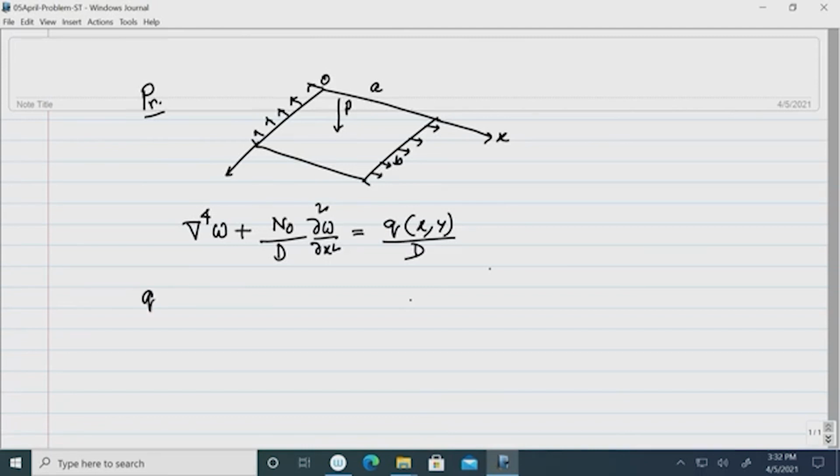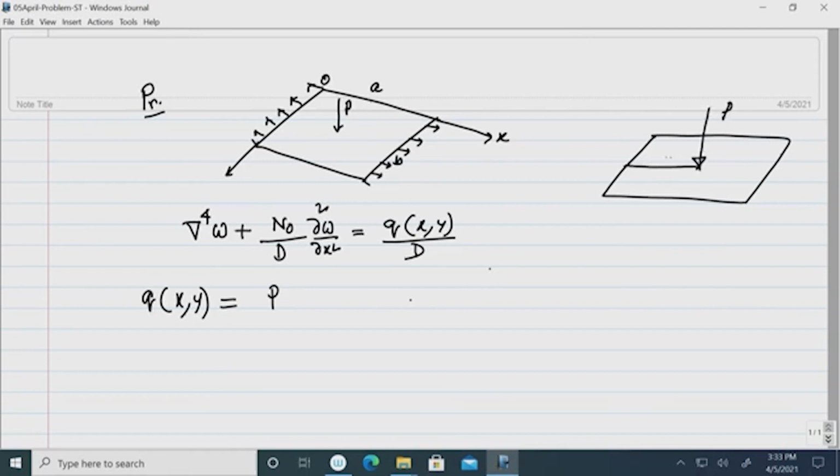So, here I can write q(x,y), because suppose the concentrated load is acting at any point on the plate whose coordinate is say xi and eta, measured with respect to the origin, then we can write the delta function expression. Okay. So, q(x,y) we can express like that.